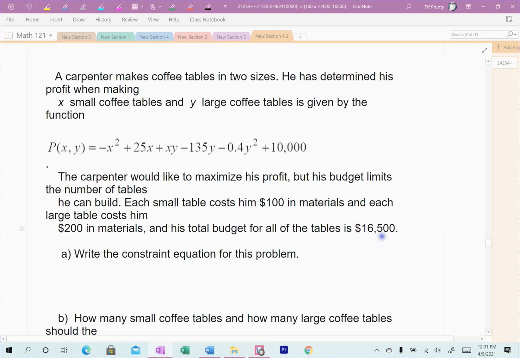Each small table costs him $100 in materials, and each large table costs him $200 in materials. He has $16,500 for his budget, right? Which means he can spend up to that or less. So that's the constraint part.